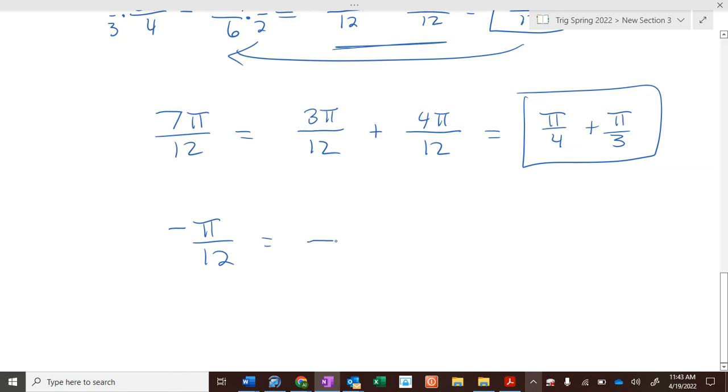Well, what's my common denominator going to be? 12. What two numbers are 1 apart that can be reduced? 3 and 4. So pi over 4 minus pi over 3 is actually negative pi over 12 in the end. Okay?